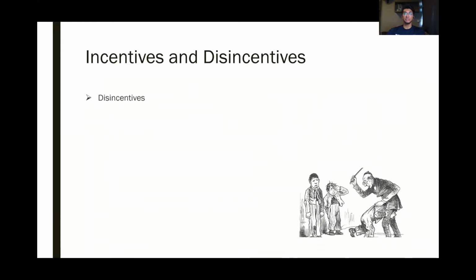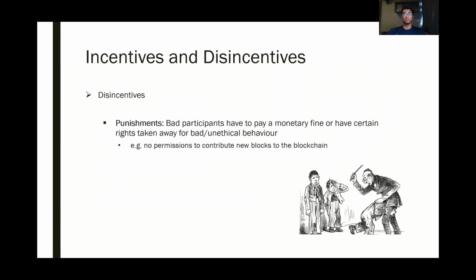Secondly, there are some disincentives which would include monetary fines paid by bad participants, as well as the revoking of permissions to mine or contribute new blocks to the blockchain.